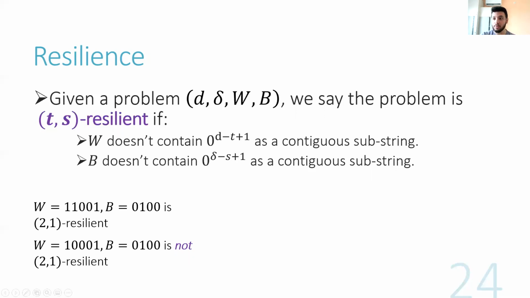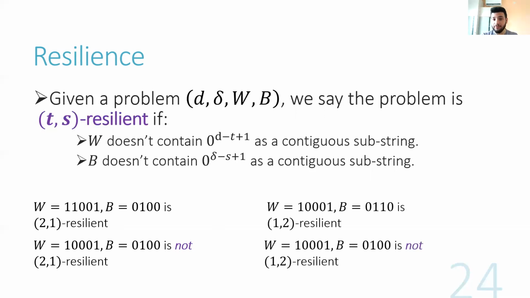The problem we see at the left bottom corner at the top is 2-1 resilient because you see that the white nodes do not have 3 zeros in a row. But the problem on the bottom left corner is not 2-1 resilient.